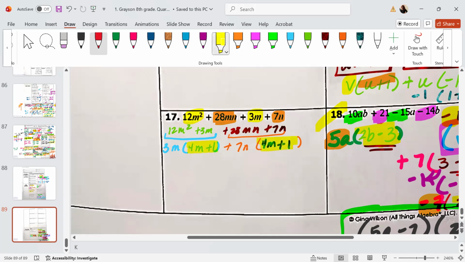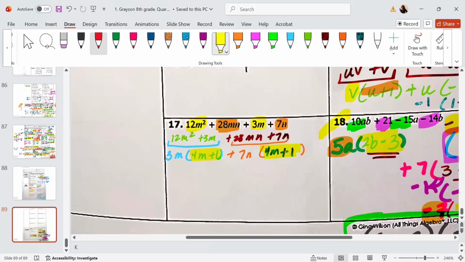You don't have to reverse the negatives because those are the same, correct? So you just rewrite it, and you should have 3m plus 7n, 4m plus 1. And that's your answer.